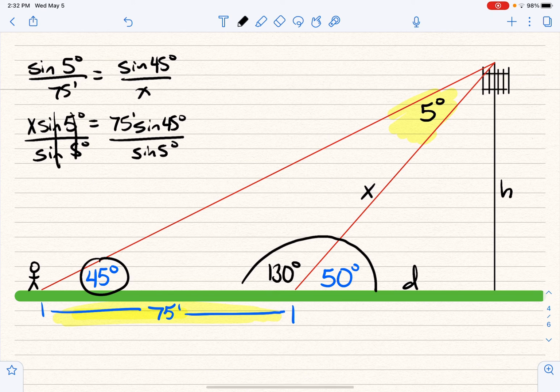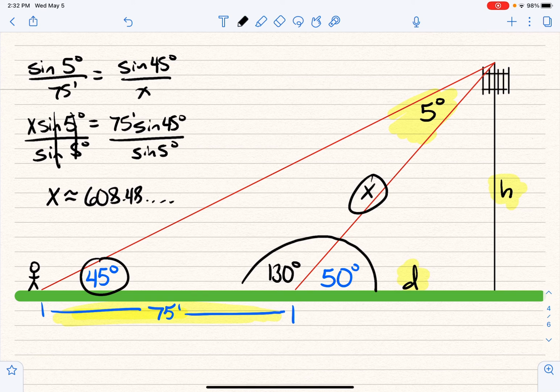These cancel out, and you get that x is about, and I'm just going to have a decimal approximation here, just so we have an idea. So I go 75 times the sine of 45, close the parentheses, divided by the sine of 5, close the parentheses. And I get 608.48. All right? But I don't really want that number. The numbers that I want are what the height is, and what the distance is.